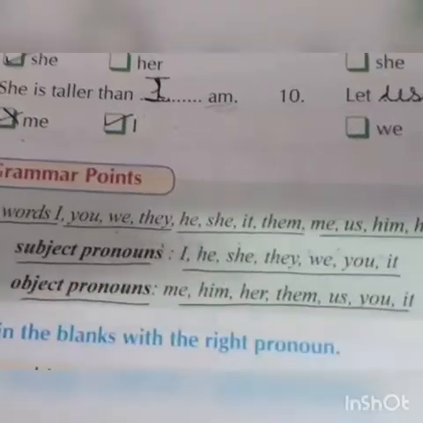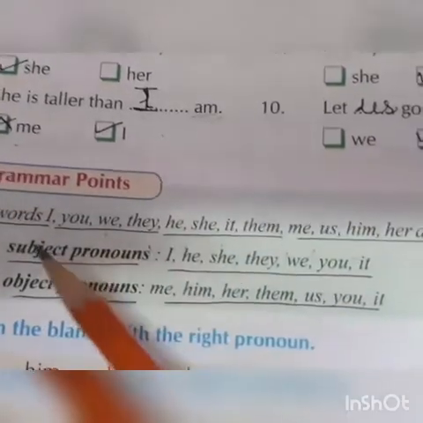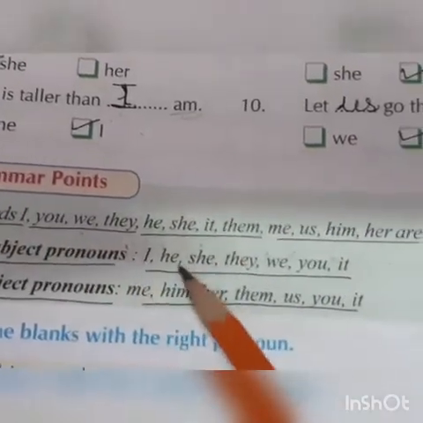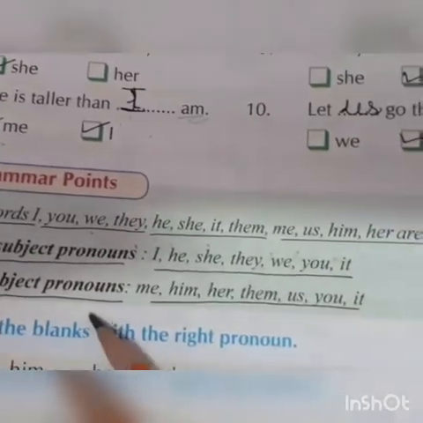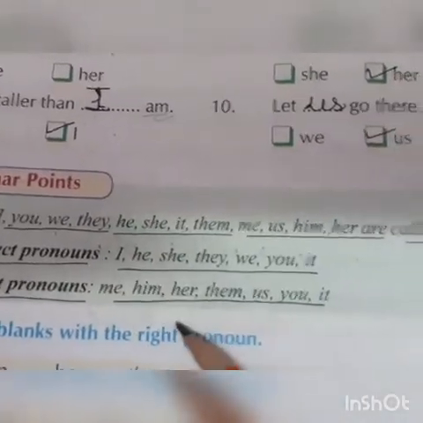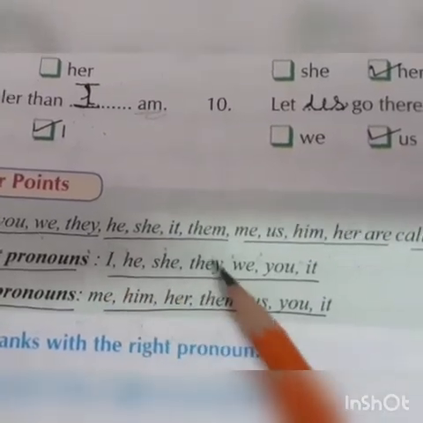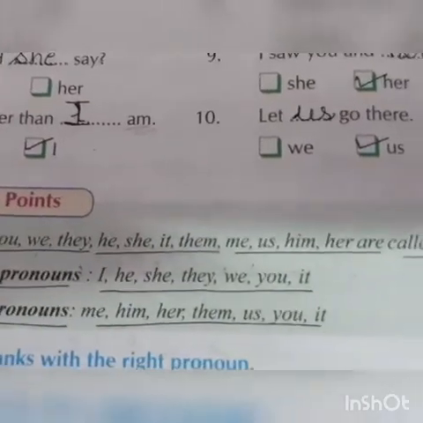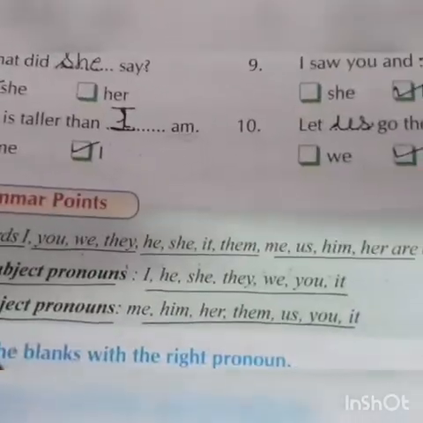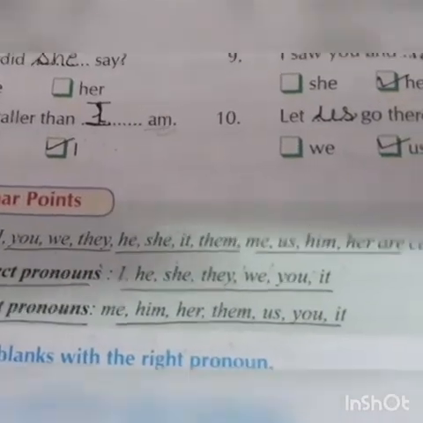Just like subject and predicate, or subject and object in a sentence, here the subject pronouns are given: I, he, she, they, we, you and it. And what are the object pronouns? Me, him, her, them, us, you and it. That means I, he, she, they, you and we are all the subject pronouns. They are telling something, and to whom they are telling, this is the object, to whom it refers or whom they are referring to.